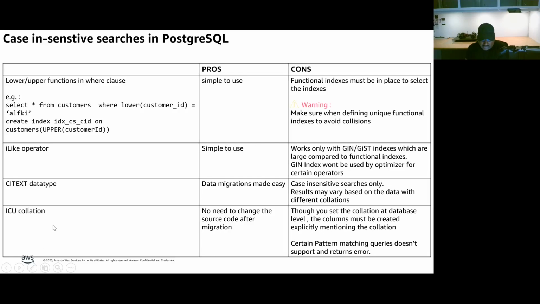And the last one is ICU collation. This I don't recommend, because now you can set the collation at the database level. The columns must be explicitly mentioned in the collation. Another problem is that certain pattern matching queries aren't supported, and it might return an error when using ICU collation. So the most common ones are the top three, and knowing these pros and cons across these three options, you can pick and choose the one which fits your environment or your workloads.